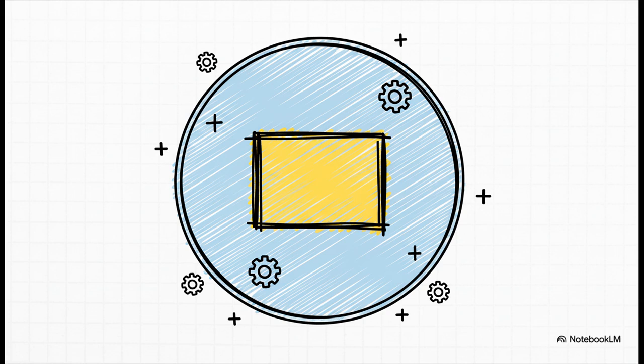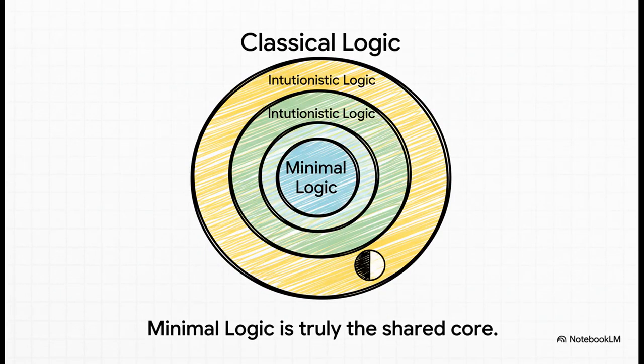Now let's build on top of that. Wrapping around that minimal core is the next layer, intuitionistic logic. It has everything minimal logic has, but it adds just one crucial new rule for how to deal with contradictions. And finally, the big one, encompassing all of that, is classical logic. This is the system most of us learn in school, the one with rules like a statement is either true or it's false, no in between.